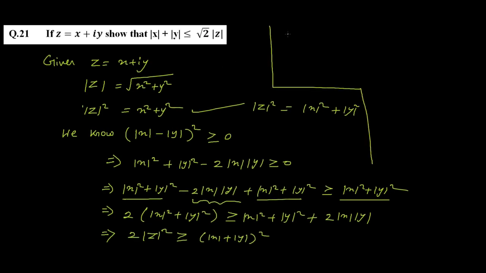Now take the square root on both sides. We will be getting root 2 mod z greater than or equal to mod x plus mod y, and this can also be written as mod x plus mod y less than or equal to root 2 into mod z. So this is all about question number 21.